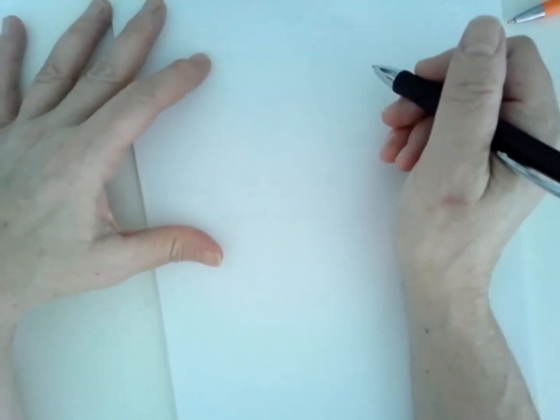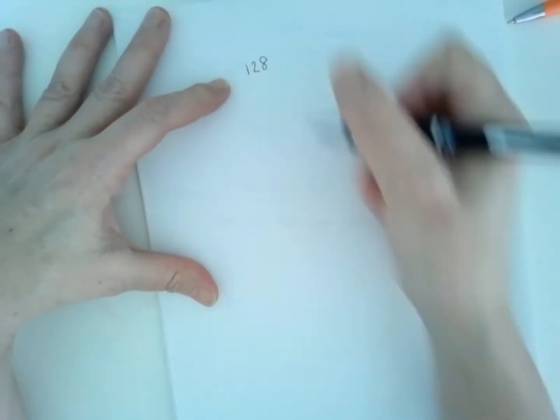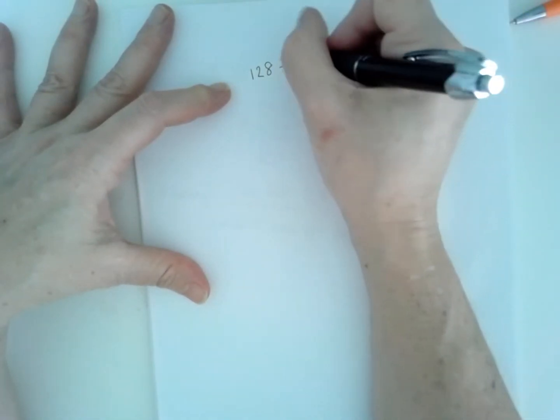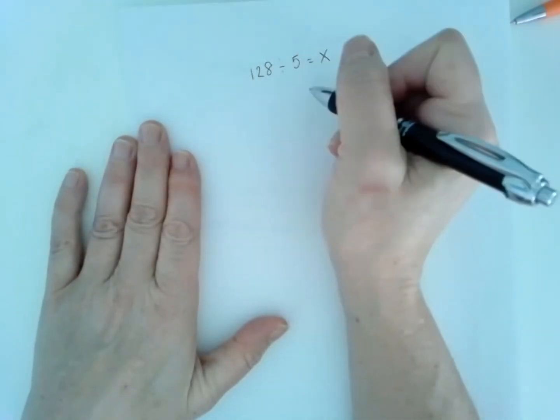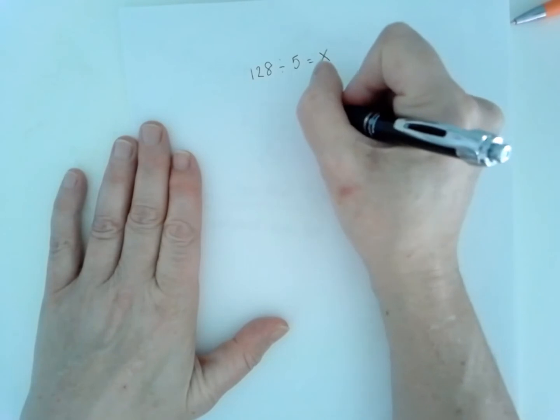Okay, so our number model with the unknown is going to be 128 divided by 5 equals x. 128 divided by 5.